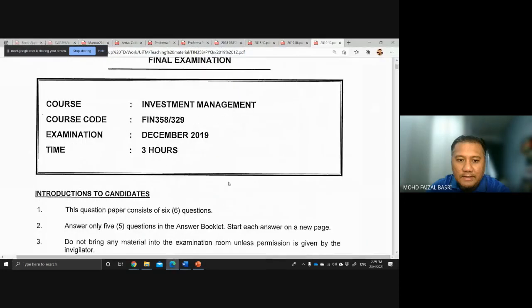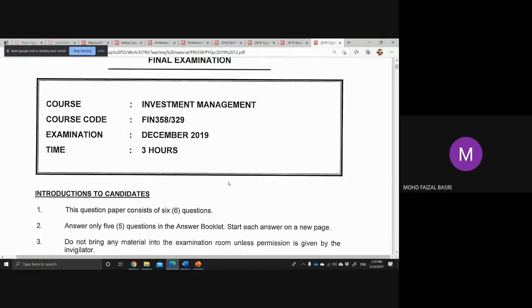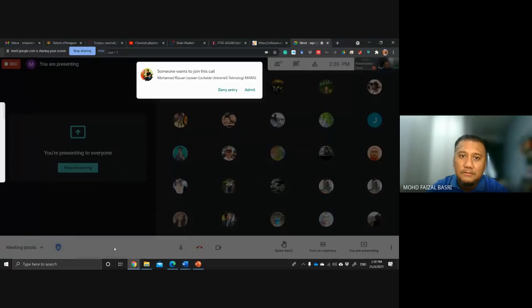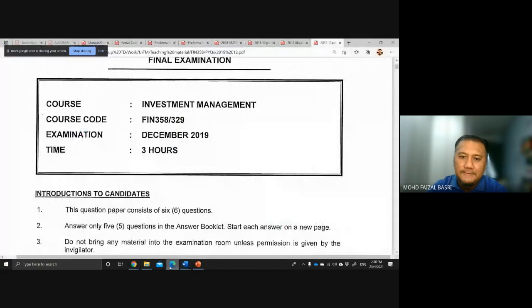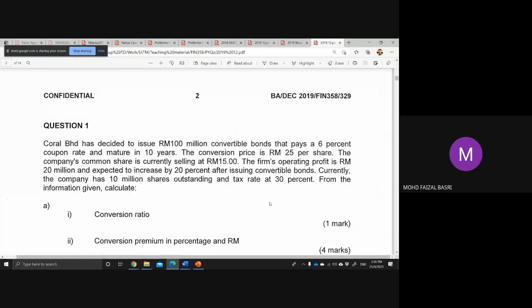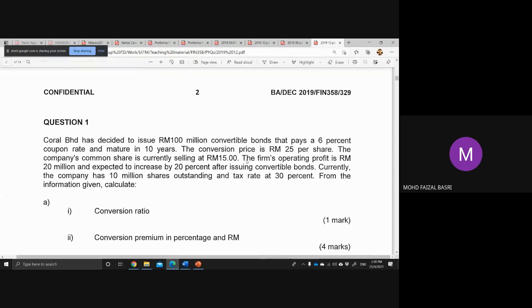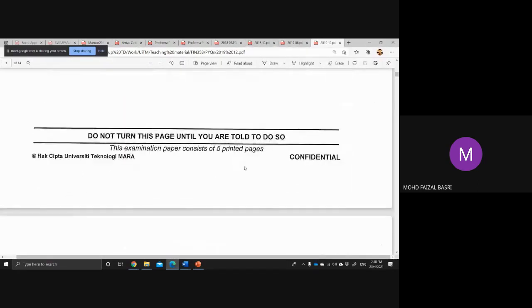So the latest past year paper we have since online learning and whatnot was the last final exam. Last semester we had a final, we call it final assessment. Before that, there was no final. So this year, we might have another final assessment. But anyway, let's try to look for questions related to bond.